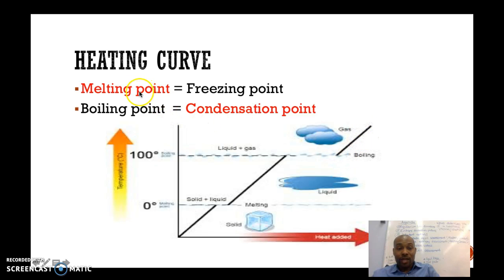So it's important to note that the melting point is the same as the freezing point. In other words, the temperature at which something melts is the same temperature at which something freezes. So water melts at 0 degrees. It also freezes at 0 degrees. And additionally, the boiling point of a substance is equal to the condensation point. So the same temperature at which something boils is the same temperature at which it condenses. In the case of water, its boiling and condensation point is 100 degrees Celsius.